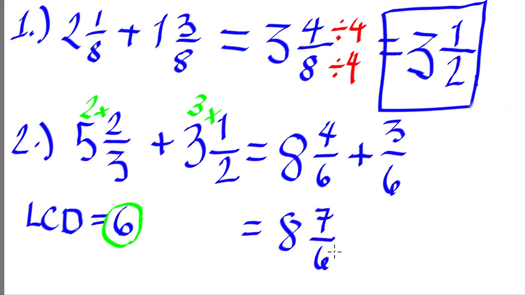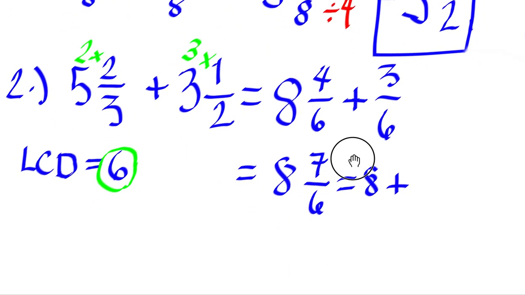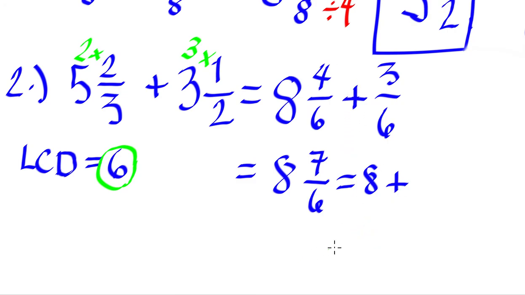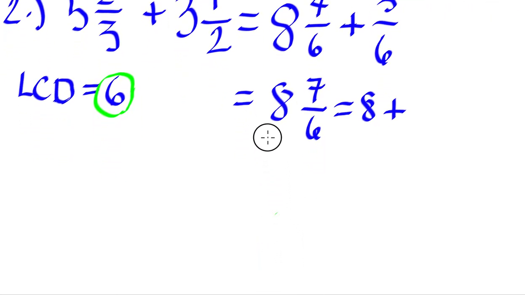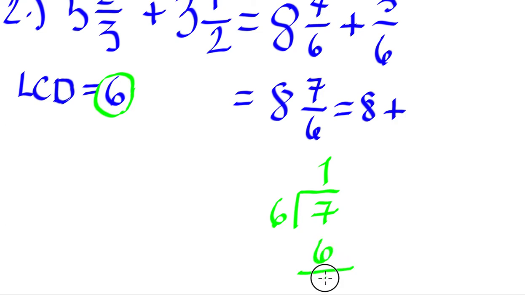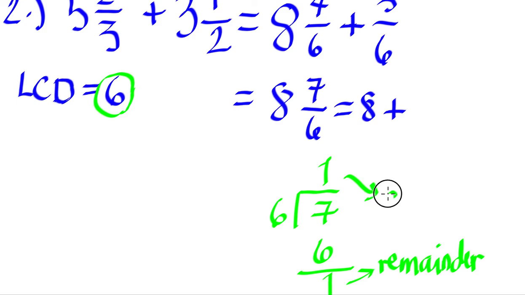Notice that 7 over 6 is an improper fraction, and we don't want any improper fractions here, so let's make this a mixed number. We separate the 8 from the 7 over 6 by putting addition there. So what is 7 over 6? Let's divide 7 by 6. We have 1, and 7 minus 6 is 1. This is our remainder, this is our quotient, and this is our divisor.